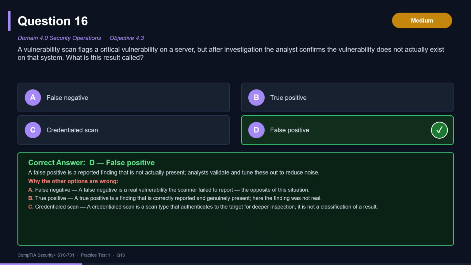Now, why the other options are wrong? False negative is incorrect. A false negative is a real vulnerability the scanner failed to report, the opposite of this situation. True positive is incorrect. A true positive is a finding that is correctly reported and genuinely present. Here, the finding was not real. Credentialed scan is incorrect. A credentialed scan is a scan type that authenticates to the target for deeper inspection. It is not a classification of a result.